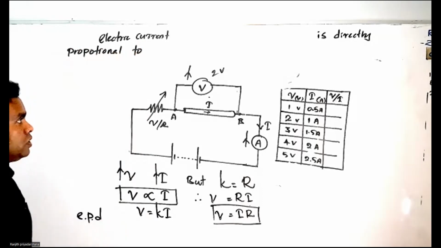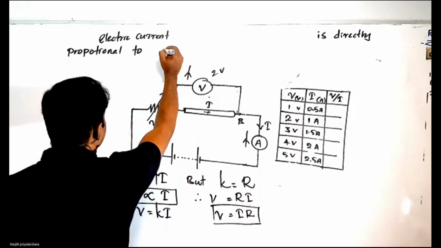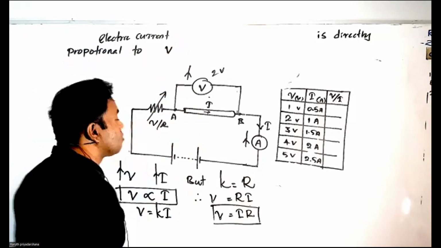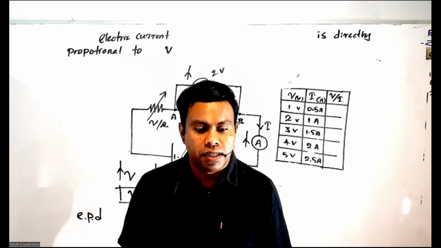Electric current is directly proportional to the electric potential difference.